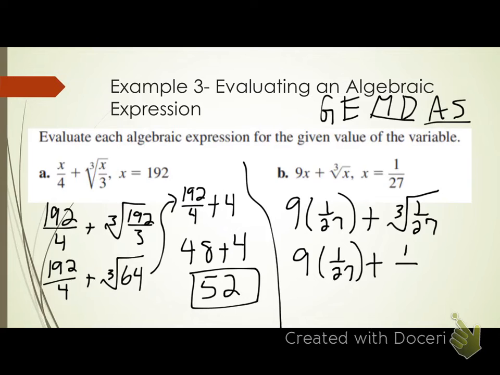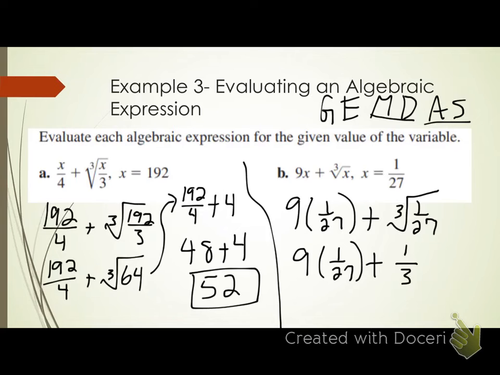Now we can look at our denominator. Find the cube root of 27. What number times itself again gives me 27? 3. So the cube root of 1 over 27 is 1 over 3. You okay with that? Okay.